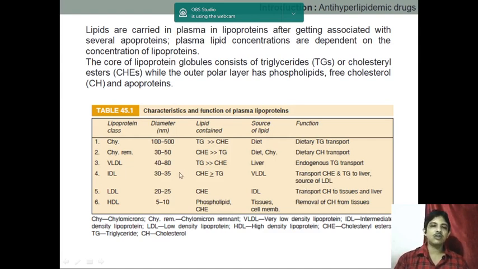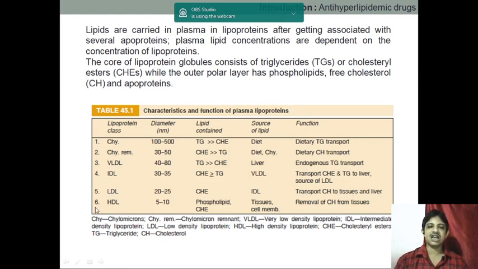Next is the low density lipoprotein, or the LDL, which is 20 to 25 nanometer in diameter. The lipid it contains is again cholesterol ester, here no triglyceride, and the IDL is the source. Its function is transport of the cholesterol to the tissue and the liver.